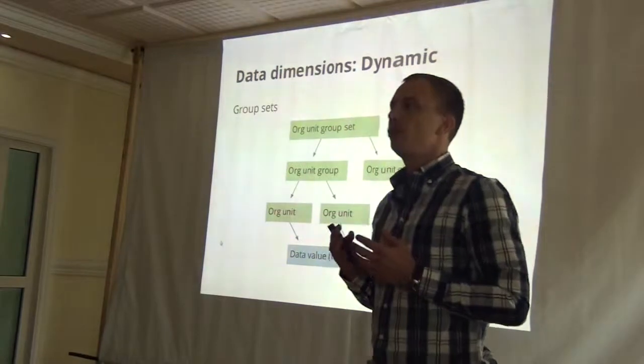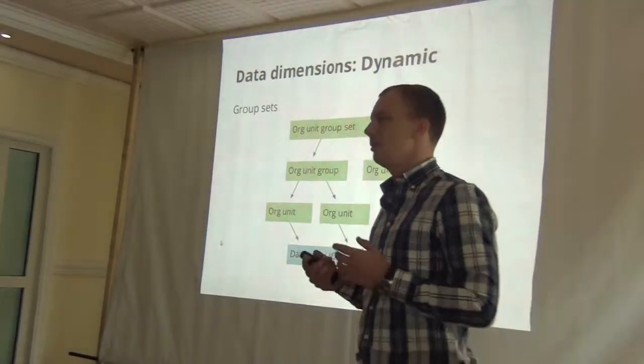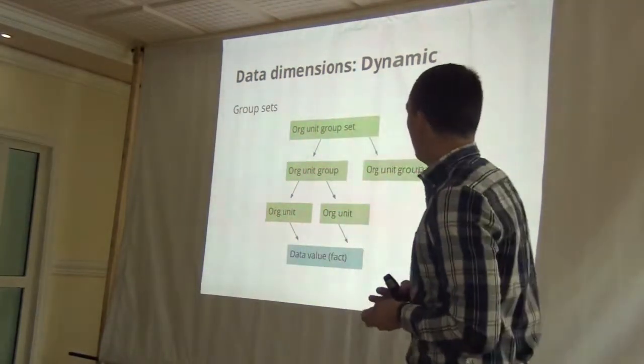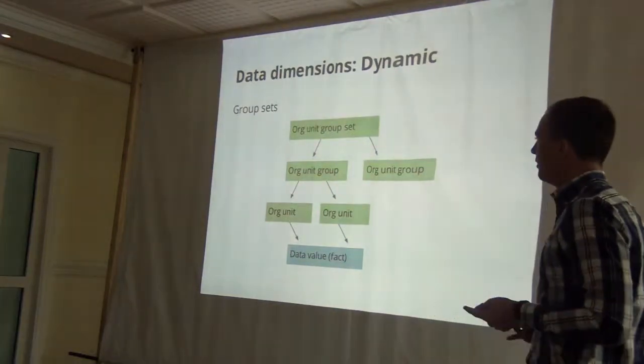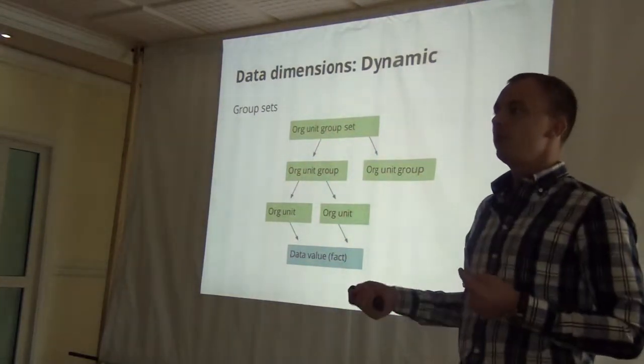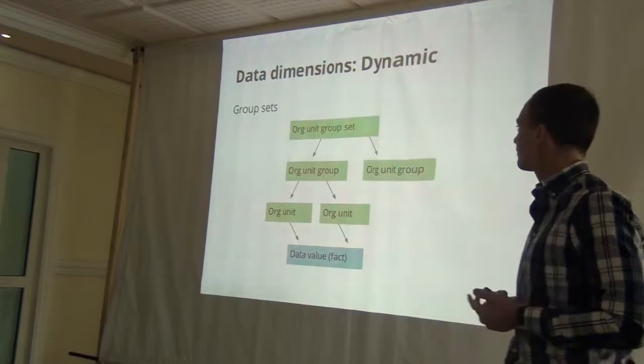Okay, so then we go to the second way of doing the dynamic dimensions in the system. And the second way is through group sets. And you have two group sets, that is the data element group sets, and we have the organisation unit group sets.